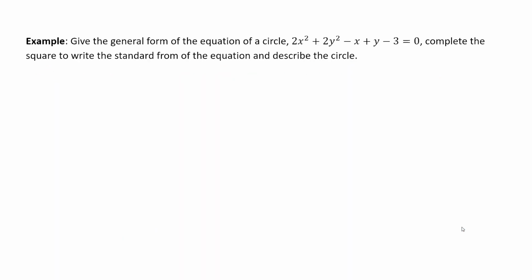So given the general form of the equation of a circle, 2x squared plus 2y squared minus x plus y minus 3 equals 0, complete the square to write the standard form of the equation and describe the circle. So for this one, we're going to divide the equation by 2 so that we can get rid of those coefficients on the x squared and the y squared. And those two coefficients will always be the same, because if they're not the same, it's not a circle. So we just divide both sides by 2 and we get this.